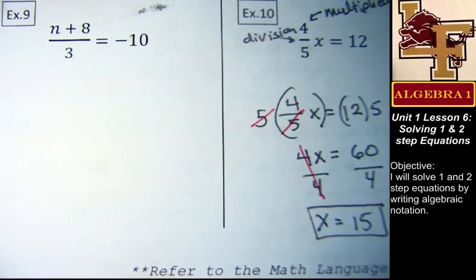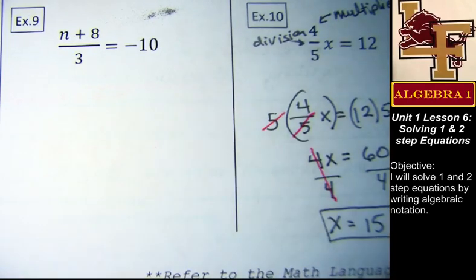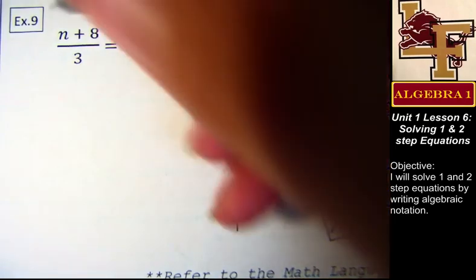I've got another crazy fraction in example 9. I have addition and I have division. Now, order of operations says we have to get rid of that addition first, but notice how that addition is happening inside the top of what we're dividing, which means we're going to have to get rid of the division before we can get at that addition. So I need to undo division.